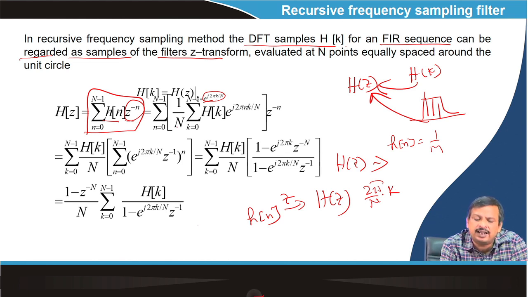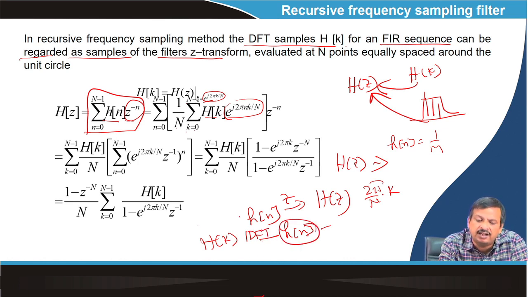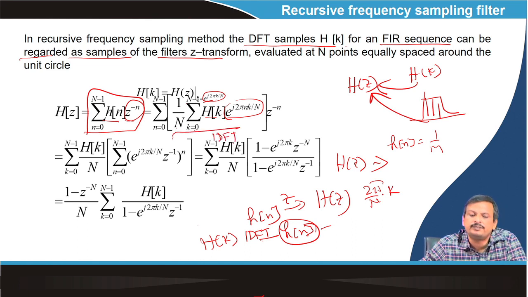So h of n is 1 by N, sum over k equal to 0 to N minus 1 of H of k e to the power j 2 pi by N nk, the inverse Fourier transform. If I know H of k, then if I do the IDFT, inverse discrete Fourier transform, I get h of n. So this is the IDFT, h of n, multiplied by z to the power minus n.